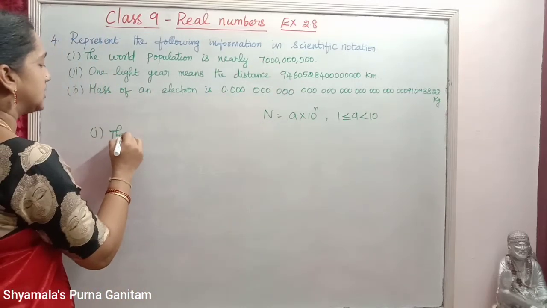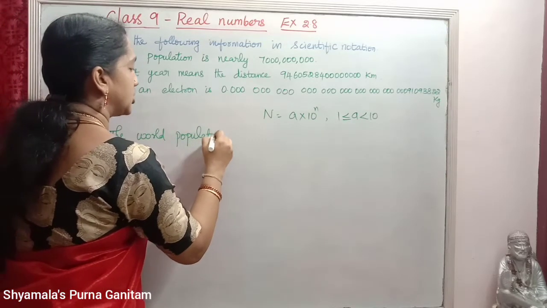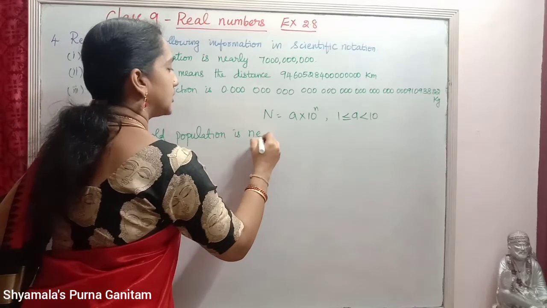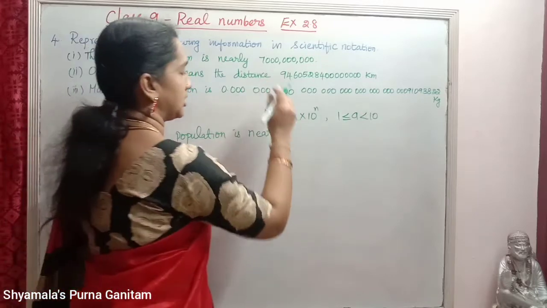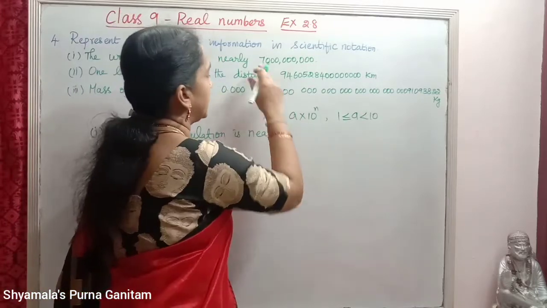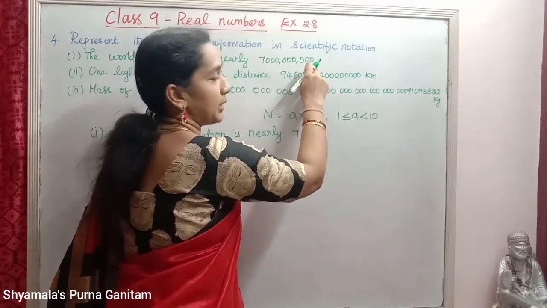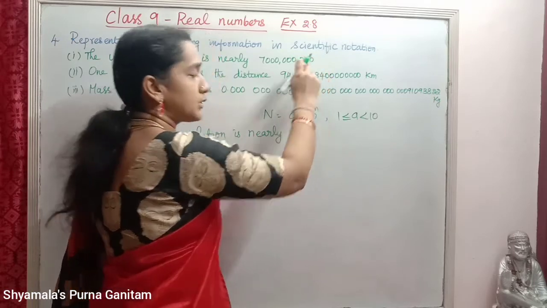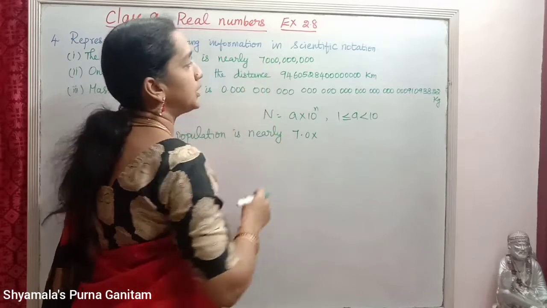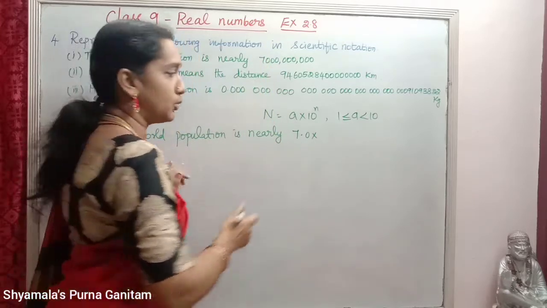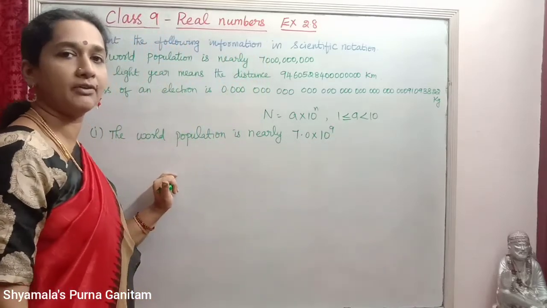So first one is the world population is nearly this number, and we are asked to write it in scientific notation. So only a single digit number should be there. We write it as 7.0 into, the decimal point is at the last for whole numbers. If we want to move it this side, it has to be moved 9 places. So 7.0 into 10 power 9.